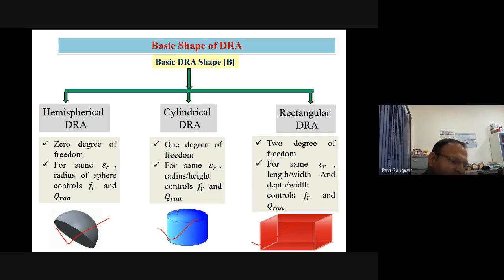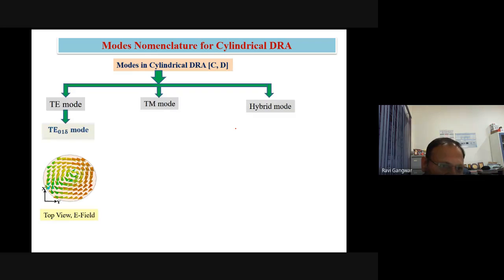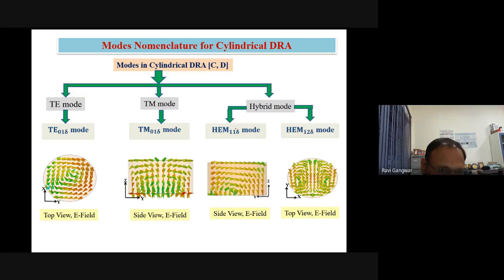So it totally depends on the user whether they will use a cylindrical, spherical, or rectangular DR, or another shape. But in this particular lecture, I have discussed the cylindrical one, so I have considered the cylindrical. In the cylindrical DR, we have the following 3 fundamental modes: TE mode, TM mode, and hybrid modes. In TE, the most fundamental is the TE01 delta. In TM, TM01 delta. And in HEM, we get the 11 delta and 12 delta. These 2 are the fundamental modes.